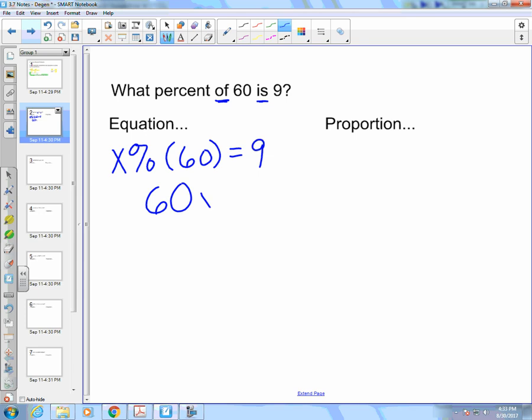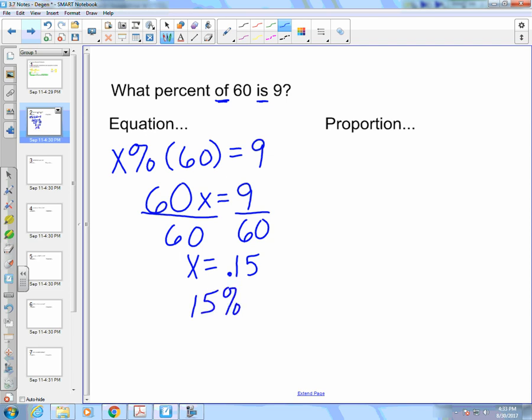When we really write this as an equation, we will write it as 60 times x equals 9, and then you will be using your calculator to do some division here. So you're going to divide by 60 on both sides of the equation, and you come up with x is equal to 0.15. That's the decimal equivalent for this problem, so you have to move your decimal point to the right 2 places and add a percent sign, and your answer will be 15%.